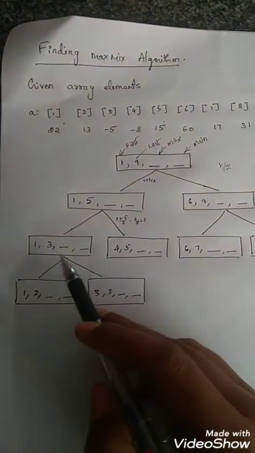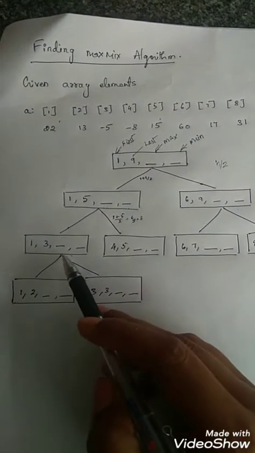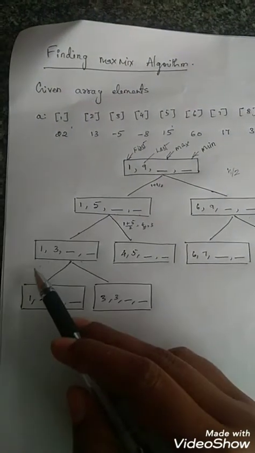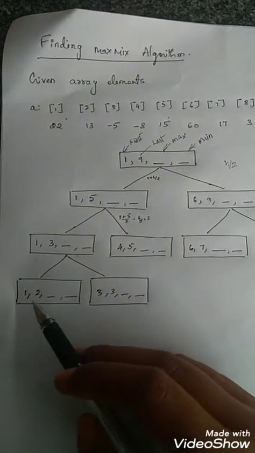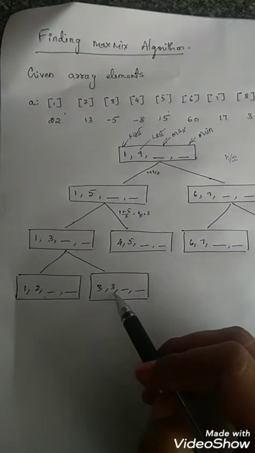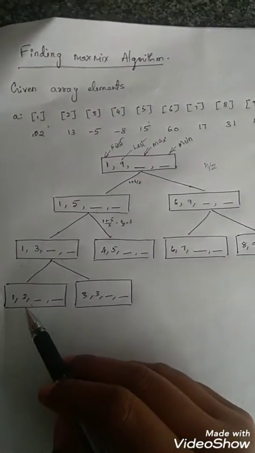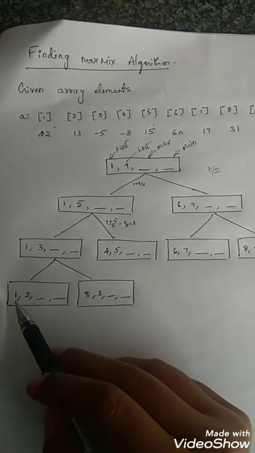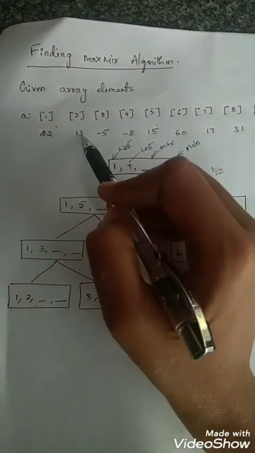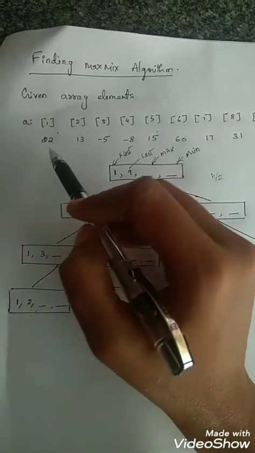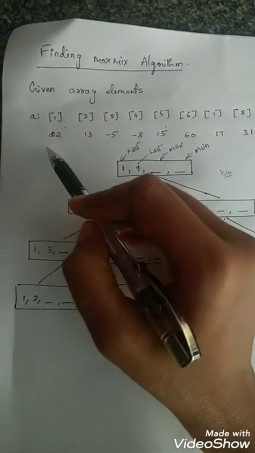So when it comes here, again 1 2 3, I have to subdivide it. That means 1 plus 3 is 4, 4 by 2 is 2. So 1 comma 2 will come here and 3 will come here. Now when I come to the bottom of the tree, you can see here 1 and 2, that means only 2 elements are there. So from this, I can find out which is the minimum element and which is the maximum element.